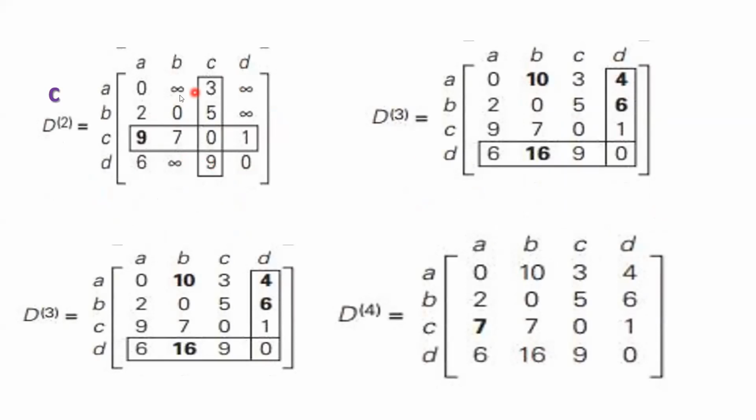So this infinity we shall check, that is A to B. A to B is infinity. By considering C as intermediate vertex, A to B means A to C, C to B, right? A to C it is 3, C to B it is 7. So 7 plus 3 it is 10, and I'll update it 10 here.